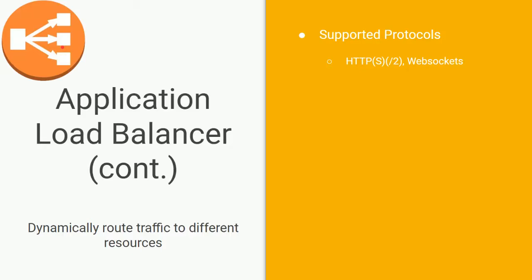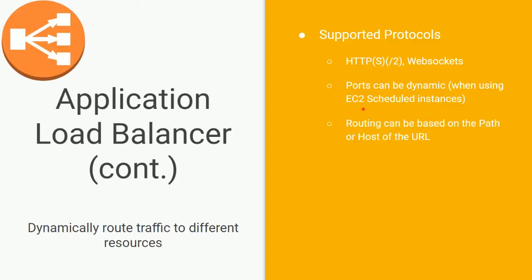The standard stuff, this allows you to do a WebSocket, it's bidirectional essentially, or HTTP. The ports can be dynamic if you're using the scheduled instances, so you don't have to hard code a port. Routing can be based on the path or the host of the URL. That's to say that you can have a subdomain like sales.example.com, versus if it's going to example.com.